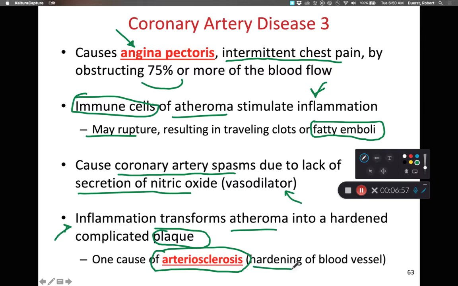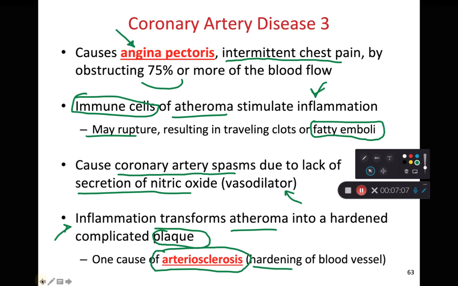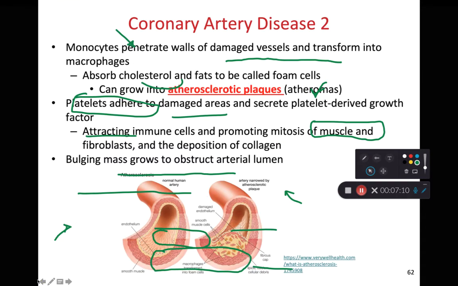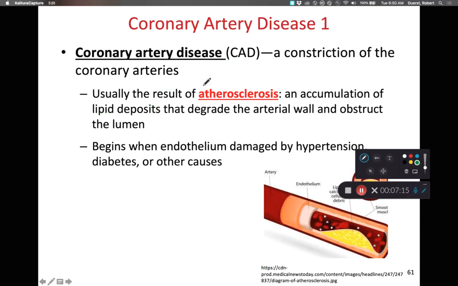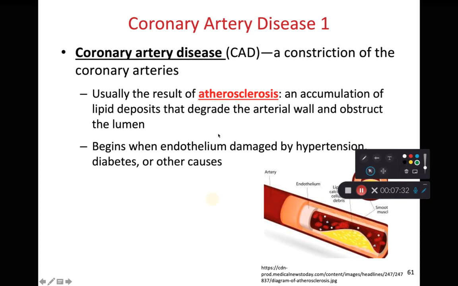arteriosclerosis, the hardening of a blood vessel. And I remember as a student, I got these mixed up all the time. The hardening of a blood vessel is arteriosclerosis. And I'm going to back up the slide here. Two slides, actually. The buildup of lipids is atherosclerosis. Atherosclerosis leads to arteriosclerosis. So atherosclerosis is just the buildup of lipids or plaques within the blood vessel. And then once they've hardened, it becomes arteriosclerosis.